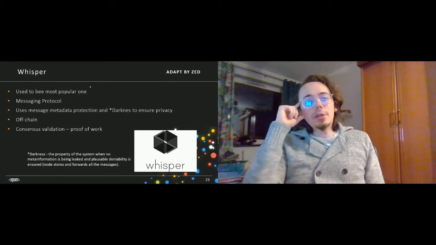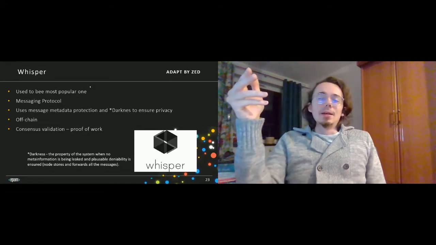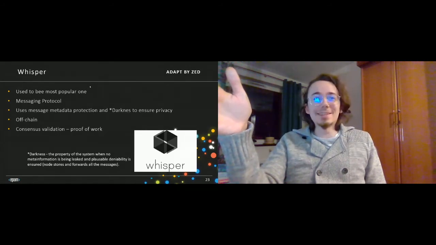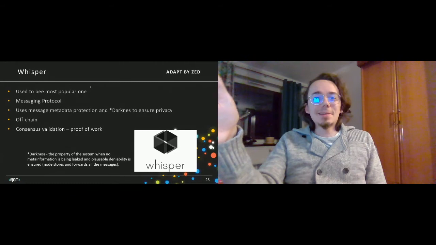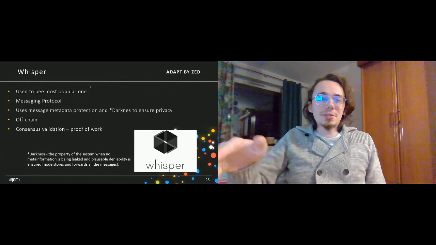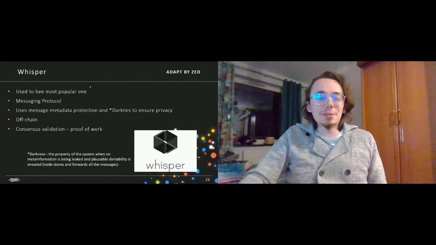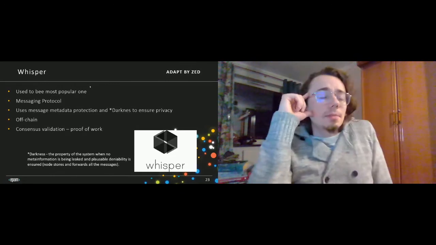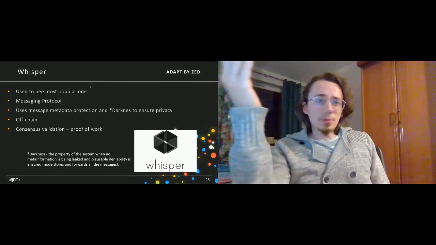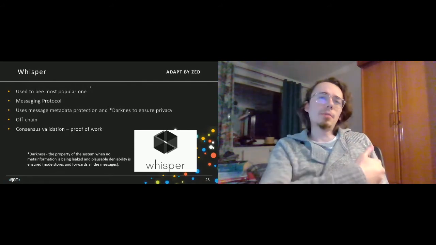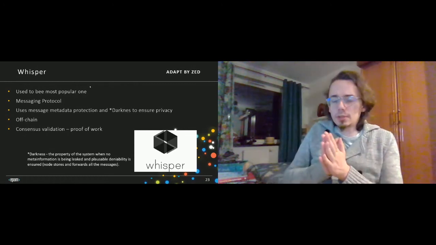Okay, consensus validation: proof of work. If someone doesn't know what proof of work is, I'm not going to go that deep here. But for all the blockchain people, this is the most well-known consensus validation way. The interesting thing is darkness, the property of the system, when no meta information is leaked and plausible deniability is ensured.